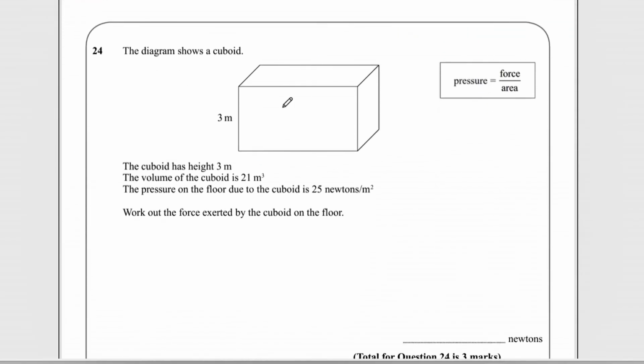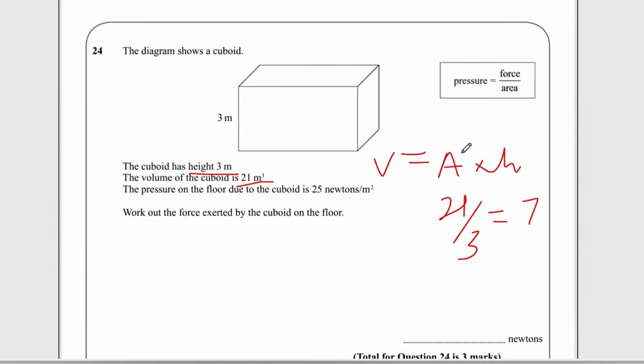The diagram shows a cuboid. The height is 3. The volume is 21. The pressure is this. Okay, anytime they give you volume and height, just know that volume is the area times height. So if they give you volume and they give you height, you need to get the area by dividing the volume by the height. So 21 divided by 3, that will give you 7. So the area is 7.